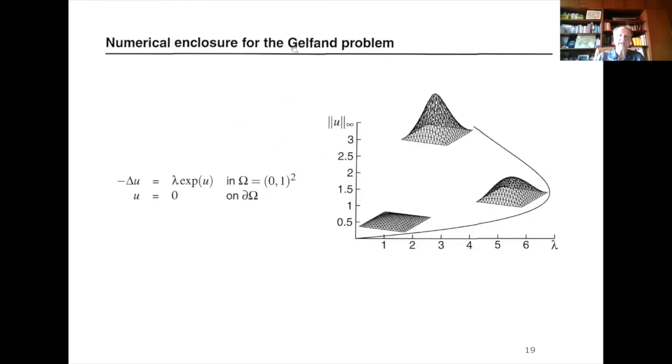The next example is the Gelfand problem: minus delta U equals lambda exponential U. I'm not talking here about the problem on the unit square, because that is solved analytically. It is known that there is this nose-shaped bifurcation picture, and this branch then goes up to infinity when lambda goes back to 0. That's well known.